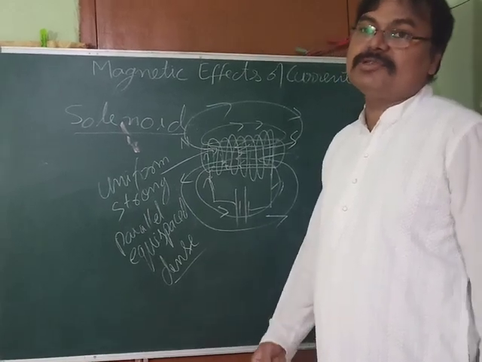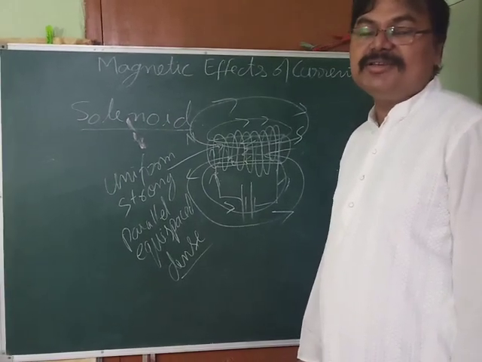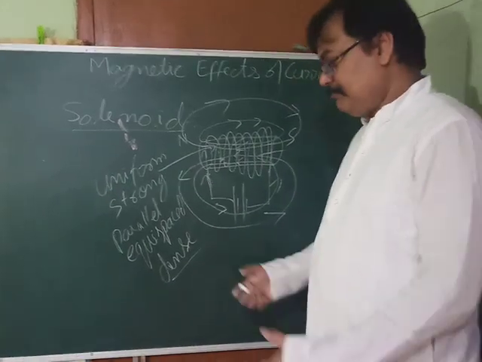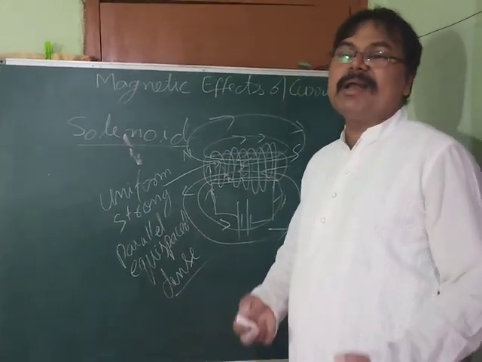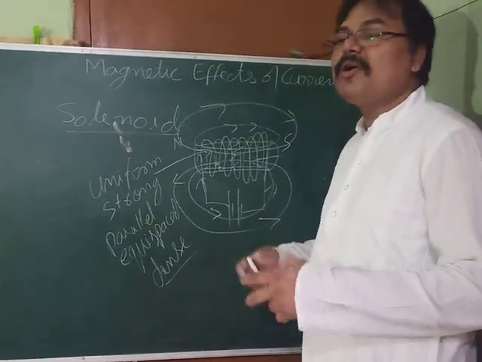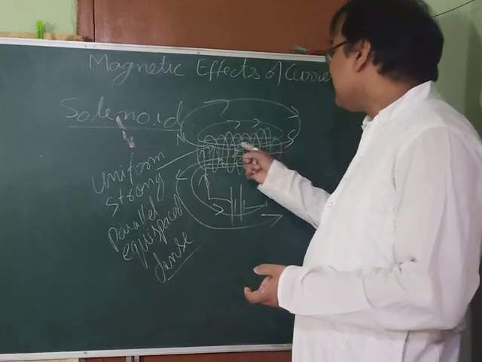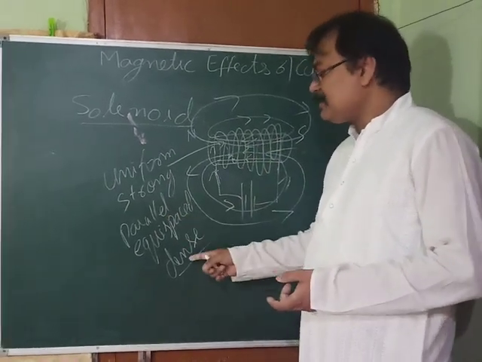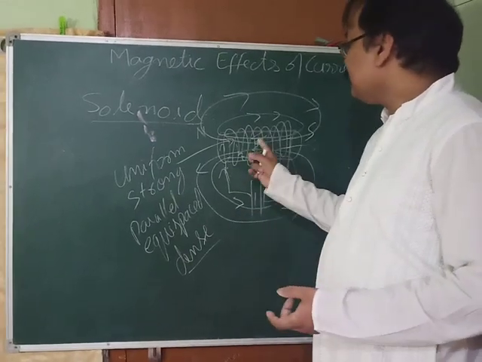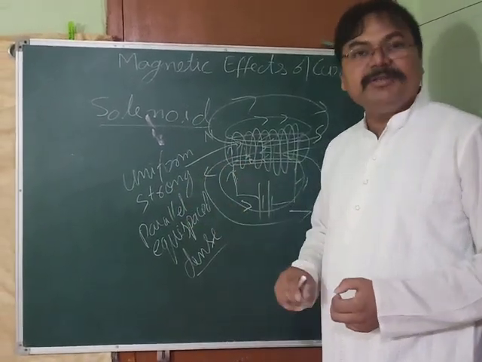And sometimes a question is also asked in your board examination: how is a bar magnet similar to a solenoid, or a solenoid similar to a bar magnet? So you can state simply, when we see inside the bar magnet or a current carrying solenoid, the magnetic field lines are parallel, equispaced, and dense, and the same is the case with the bar magnet. And in both of them, therefore, the magnetic field is uniform and strong.